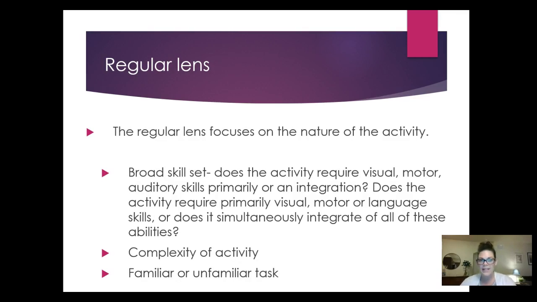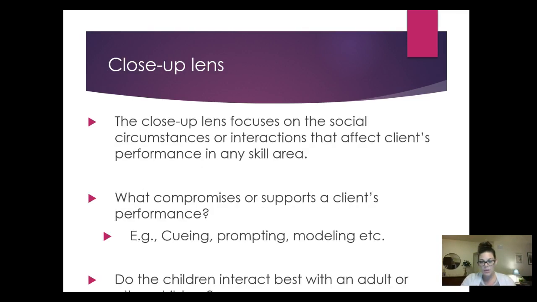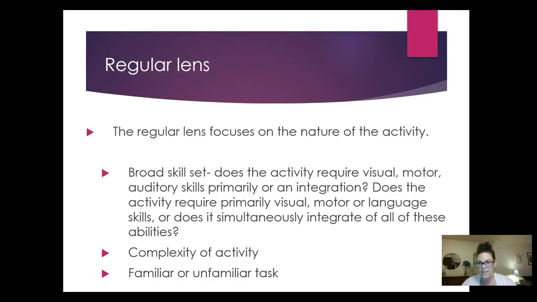Okay, and then we have the regular lens. This is looking at the nature of the activity. Okay, so the first lens we looked at, the micro lens, we looked at just can they do the task or can they not? Okay, and then the second lens, the one we just looked at, was the close-up lens. We're looking at the social circumstances affecting the client's behavior or performance. Now we're getting to the nature of the specific activity. So I'm looking at broad skill set. Does the activity require visual, motor, or auditory skills, or all of them? Does it require, what is the complexity of the activity?